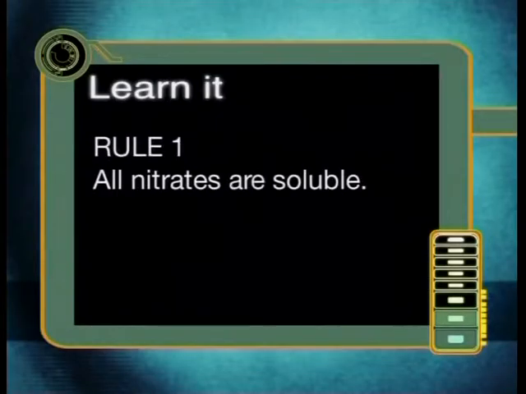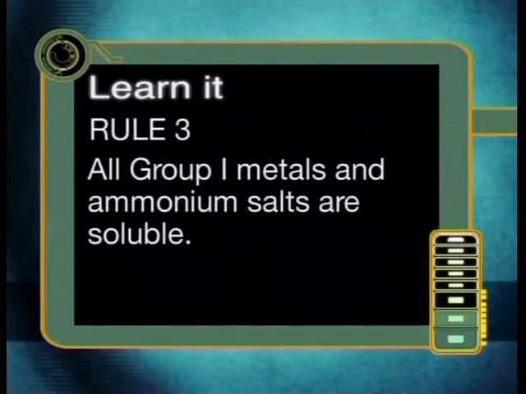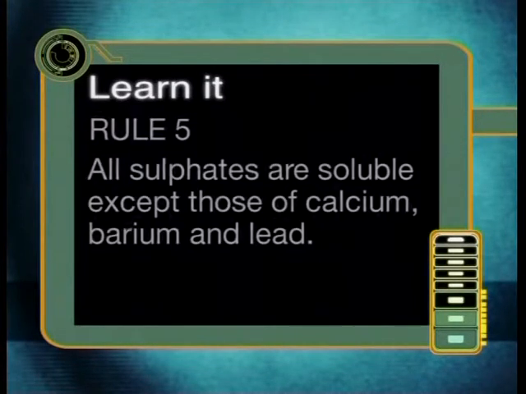Do you recall the solubility rules from our previous lesson? Let's refresh our memories. Rule number 1, all nitrates are soluble. Rule number 2, all carbonates are insoluble except carbonates of group 1 metals and ammonium. The third rule, all group 1 metals and ammonium salts are soluble. Rule 4, all chlorides, bromides and iodides are soluble except those of silver, mercury and lead. And rule number 5, all sulfates are soluble except those of calcium, barium and lead.